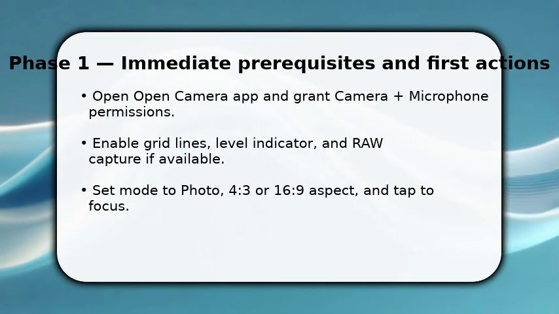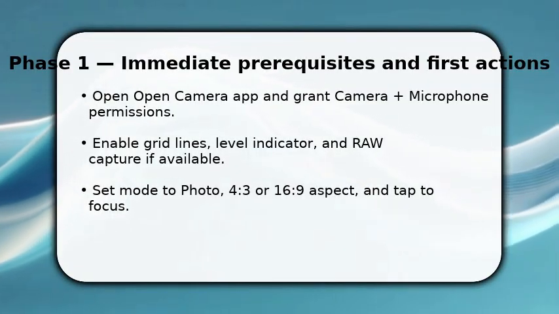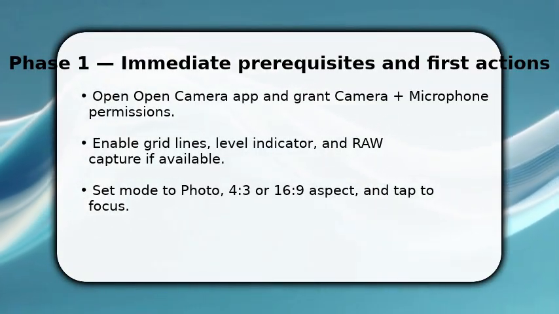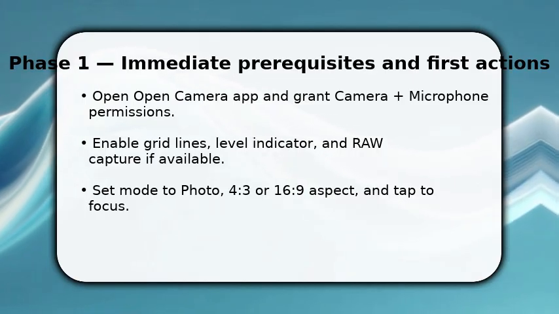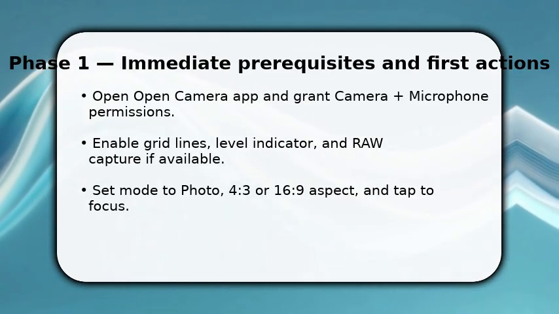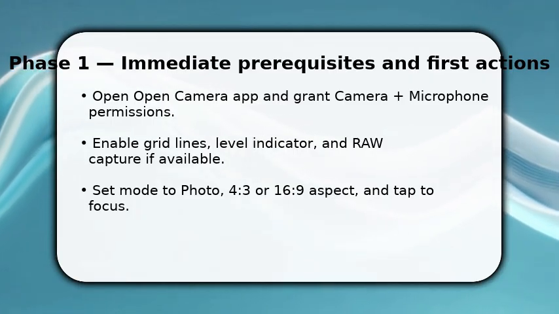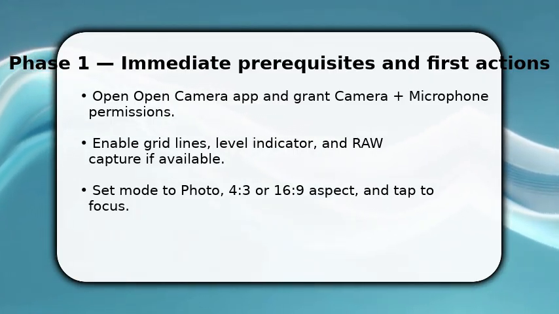You start by opening the Open Camera app and giving it camera and microphone access so nothing blocks shooting. Once done, enable grid lines and the level indicator to compose straight horizons. Make RAW active when you need more editing headroom.